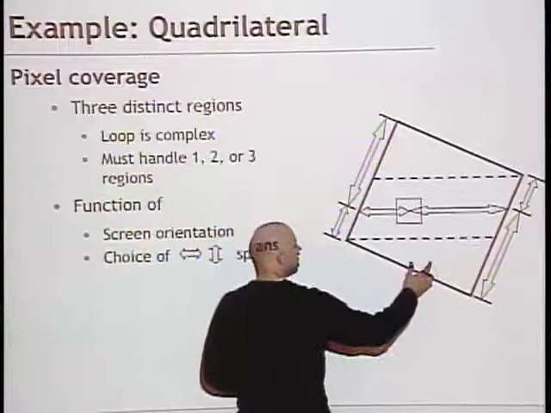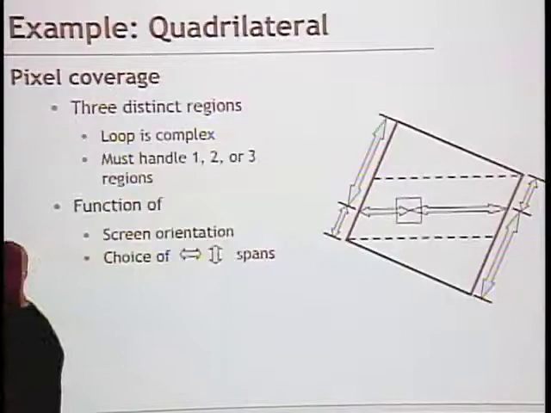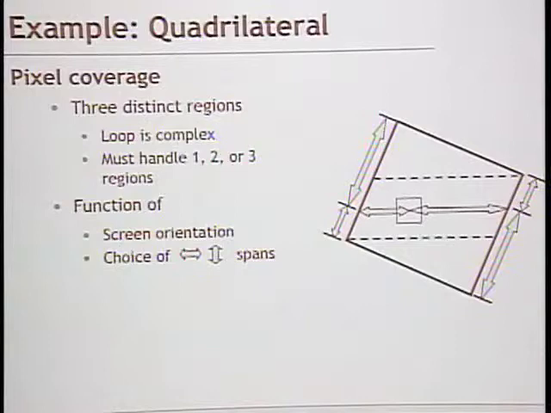So you have to be able to switch. That's a little bit complicated. Your hardware has to get a little bit more complicated that way. You could rasterize vertically if you wanted to. You could walk scan lines in the vertical direction. That works fine. But you'd like to minimize that as much as you can. You want to minimize the special cases.